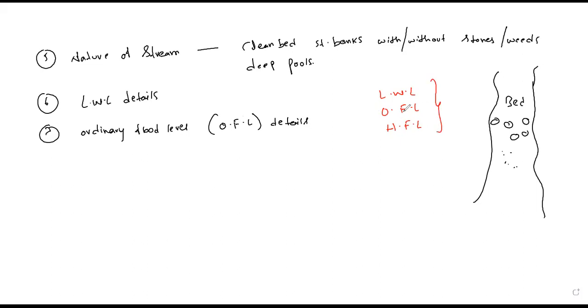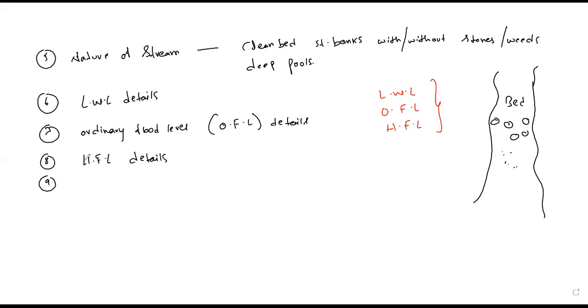These three will always be indicated on bridge drawings. Low water level, ordinary flood level, and high flood levels. These are very, very important. That information also we have to get before designing the bridges. Next one is HFL details. High flood level details also we have to collect.